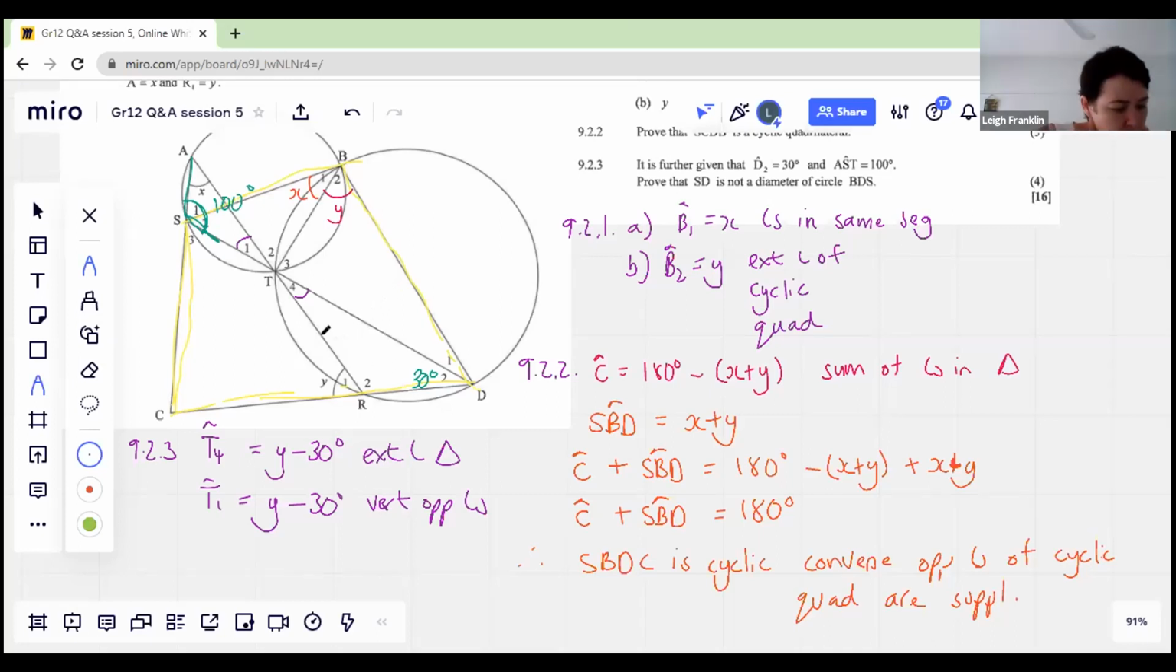Where can we work? Okay, so then we could work, because it told us that AST is 100, right? So if we know how big this is, it means we could work in triangle AST. So in triangle AST, we could say that y minus 30 plus 100 plus x is equal to 180 degrees. Angle sum in a triangle. Sorry, let me move this up.